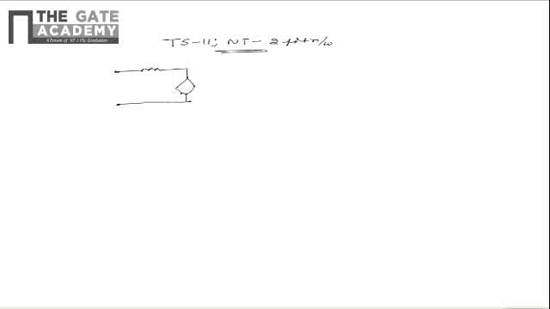The two-port network contains a 5 ohm resistor and a dependent current source of current I1. It contains a 2 ohm resistor and 1 ohm resistor as shown in the figure. The input terminals have the voltages and currents, input voltage as V1 and input current as I1. It has the output voltage as V2 and output current as I2. From the given two-port network, we need to find the H parameters of the two-port network.